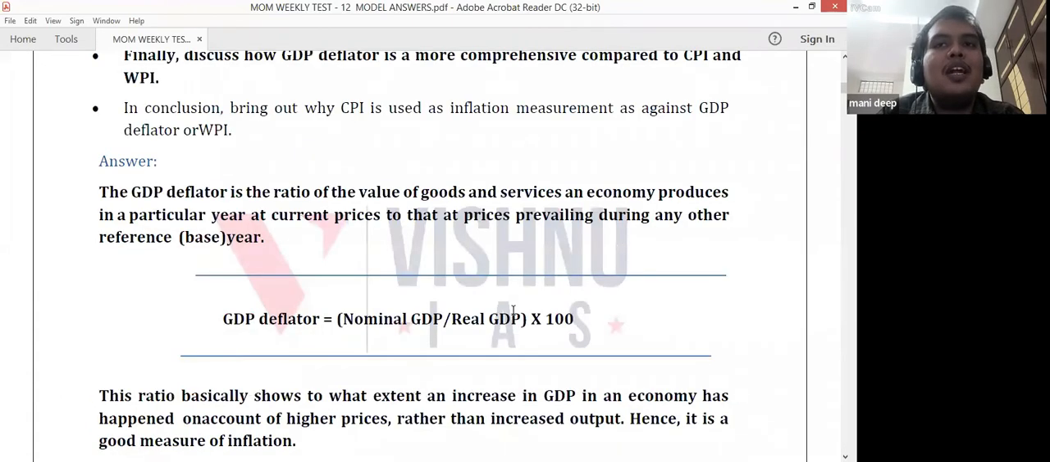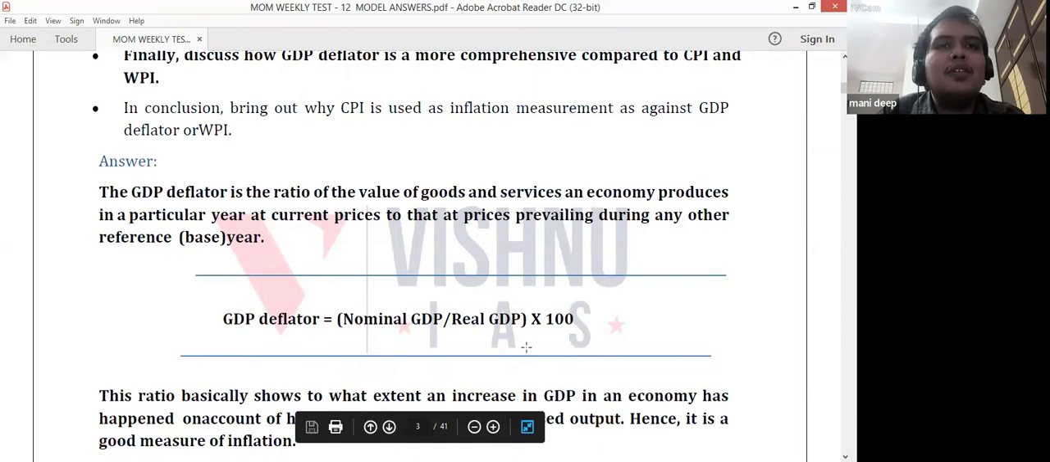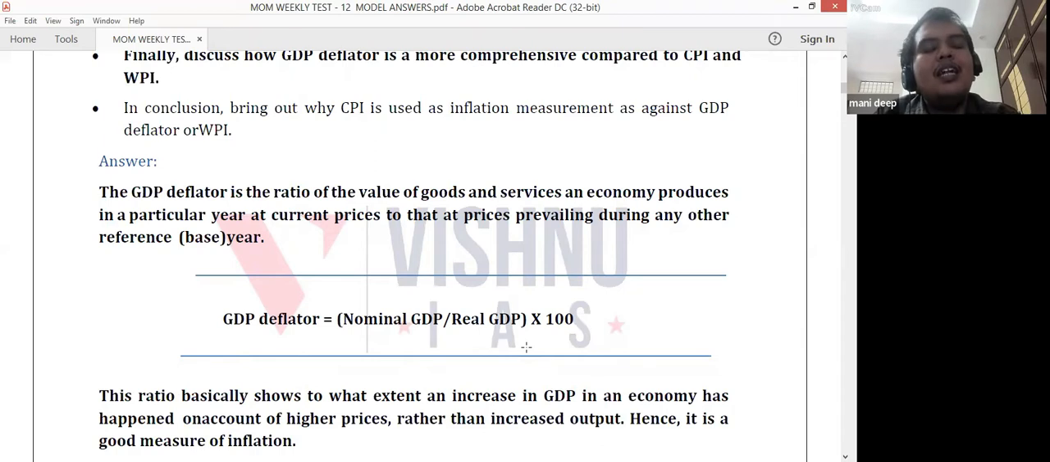First, you can write that the GDP deflator is nothing but nominal GDP divided by real GDP into 100. That is the first part you should write about. Then briefly write about what nominal GDP is and what real GDP is, based on the base year and current year. If you can briefly mention that on the side, it is very much appreciable.